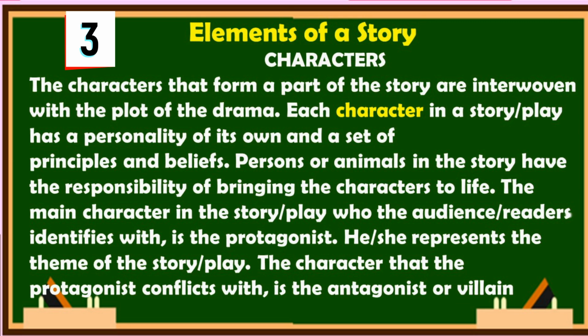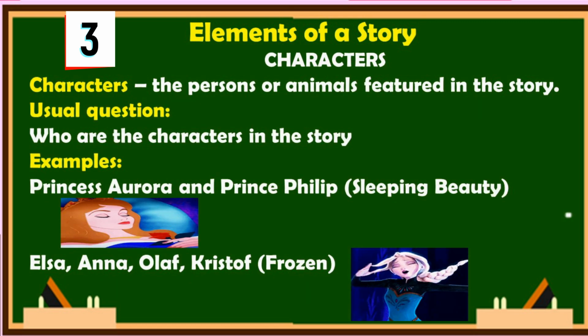The main character in the story or play, who the audience or readers identify with, is the protagonist. He or she represents the theme of the story or play. The character that the protagonist conflicts with is the antagonist or the villain. Characters are simply the persons or animals featured in the story. The usual question is, who are the characters in the story? Examples, we have Princess Aurora and Prince Philip in the story Sleeping Beauty. And we have Elsa, Anna, Olaf, and Kristoff in the story Frozen.